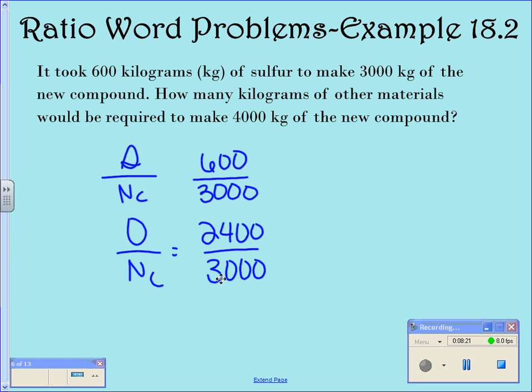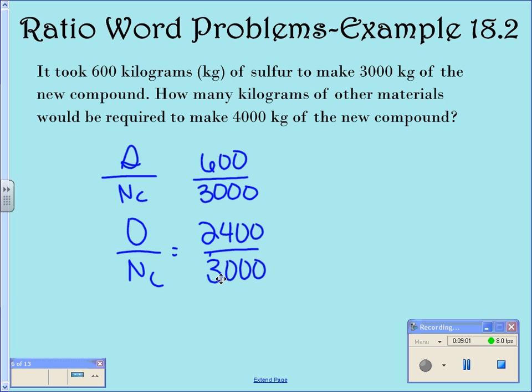How much of the new compound did we start with? It said 3,000 kilograms of the new compound, right? It's 600. 2,400. You change it into the other material. Does that make sense? There are 3,000 total kilograms in the compound. 600 of it is sulfur, 2,400 is other stuff. Does that make sense?